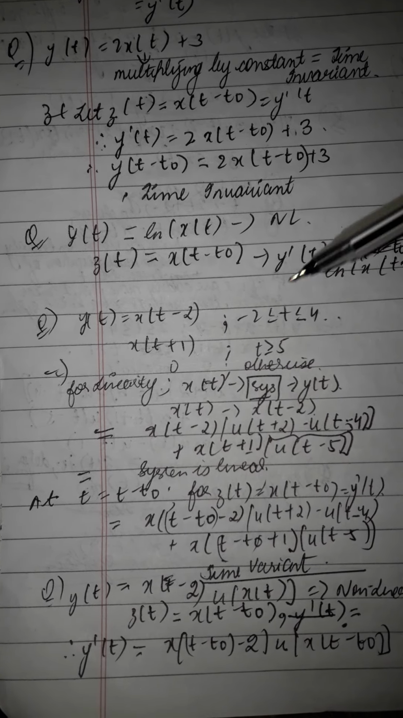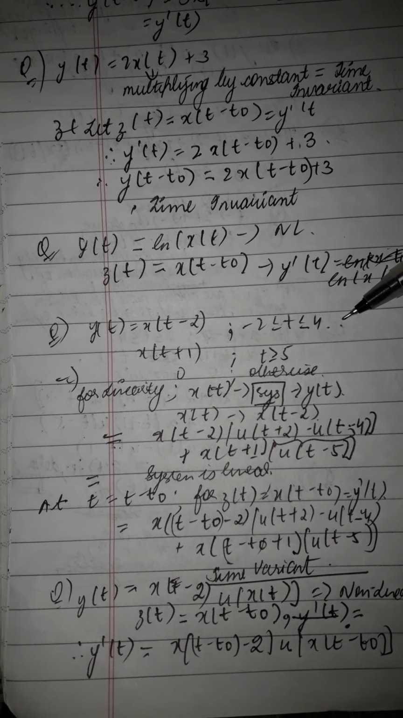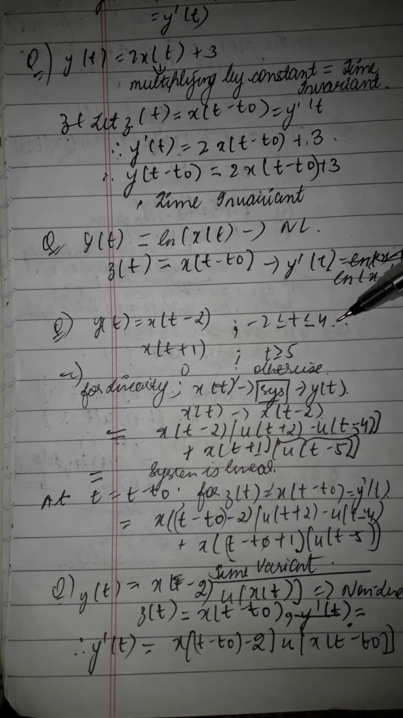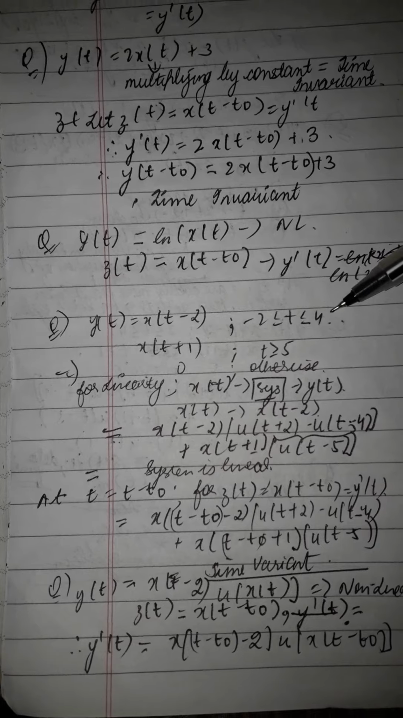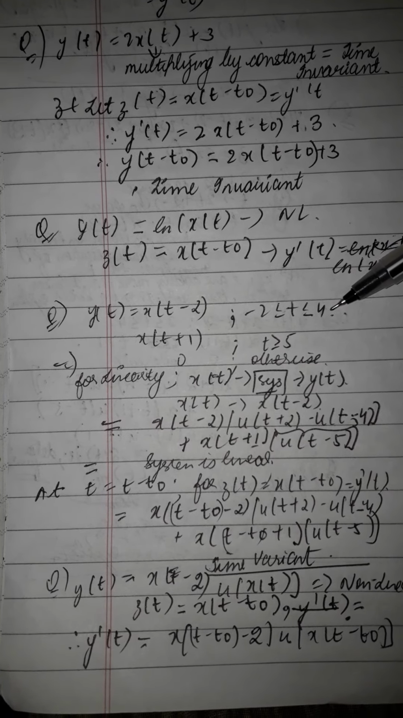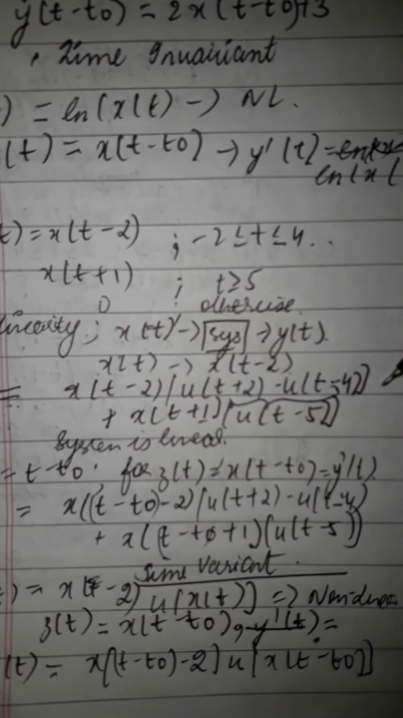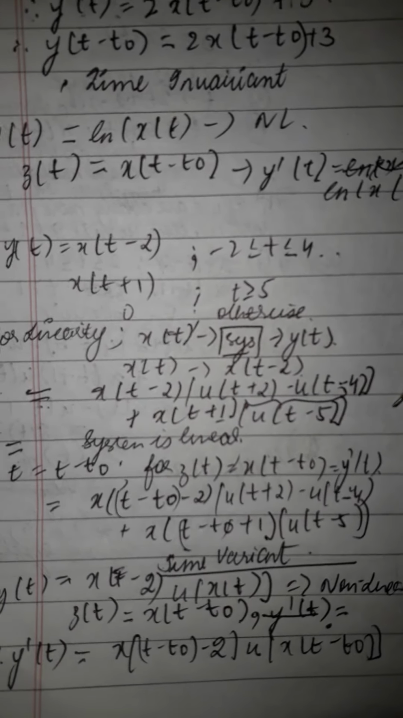So u(t+2), and t is less than or equal to 4 means the final value will be 4. So t minus 4 equals 0, that is the finite value that will come. Okay, so u(t-4), why? You must be thinking, why is it not u(t+4)?